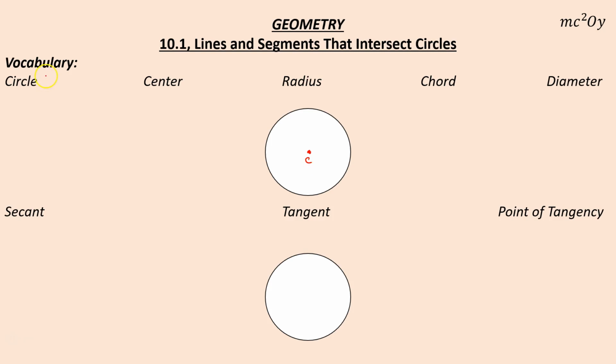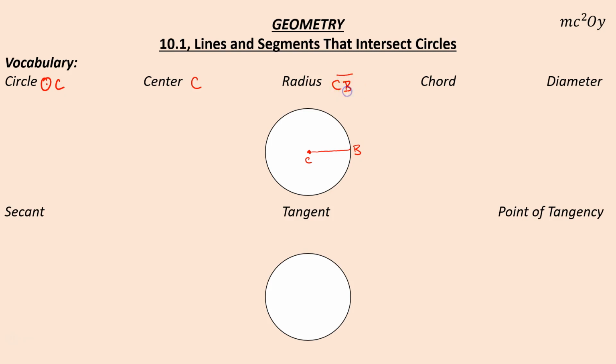We define the circle using symbols as circle C. Okay, a circle is a set of points equidistant from a center point, which is C here. The center is point C. The radius, okay, if I draw a line from the center to any point on the outer edge of the circle, that is a radius. So in this case, CB is a radius.